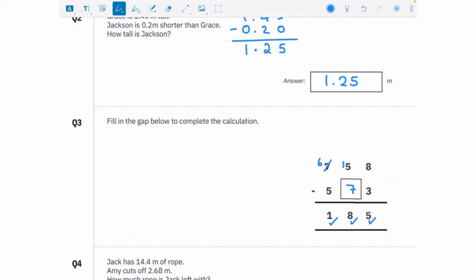We could always check our answer by doing 185 add 573. 5 add 3 is 8, 8 add 7 is 15, carry the 1, and 1 add 5 add 1 is 7. So we end up getting that 758 that we had to begin with, so that's perfect, that works well.